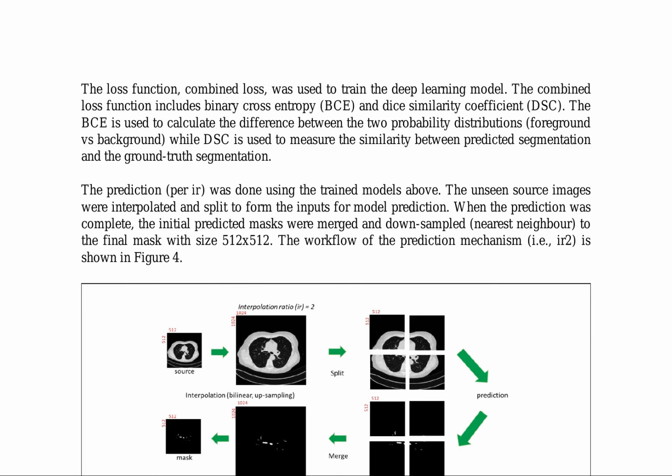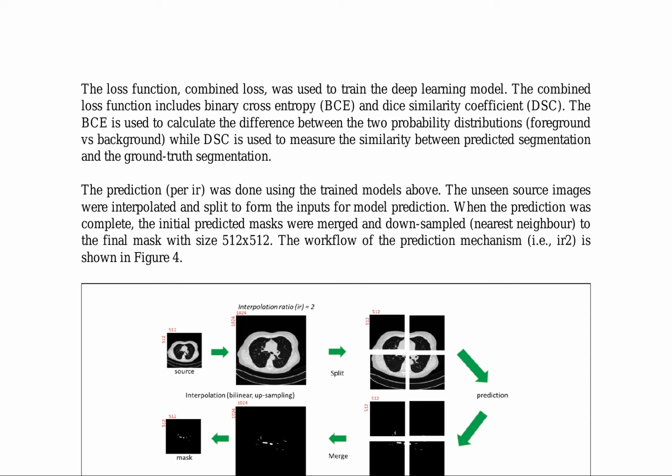The deep learning model is trained utilizing a combined loss function, comprising binary cross-entropy, BCE, and dice similarity coefficient, DSC. BCE calculates the difference between the probability distributions of foreground and background, while DSC measures the similarity between predicted segmentation and ground truth segmentation. This hybrid approach enables the model to effectively learn from the data and produce accurate segmentation results. During the prediction process, the trained models generate predictions for unseen source images, which are then interpolated and split to form input data for the model.